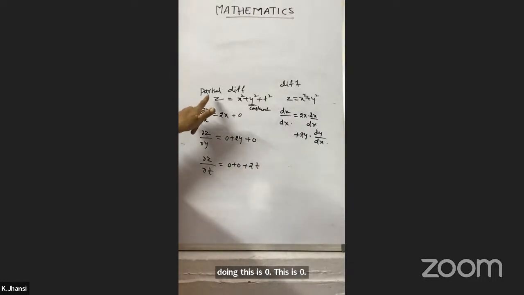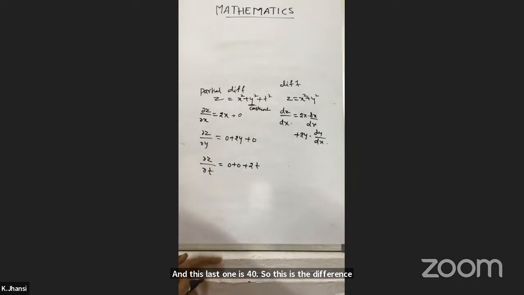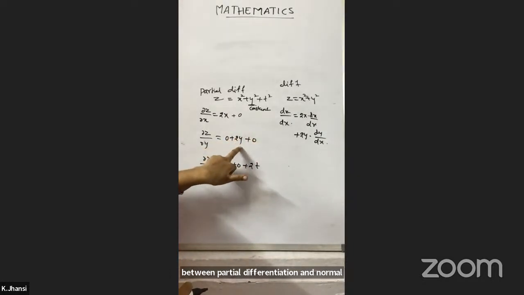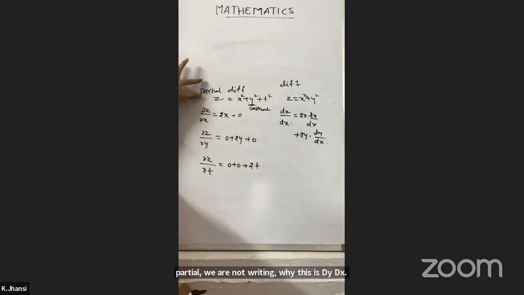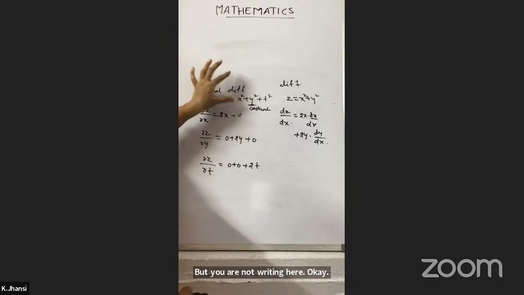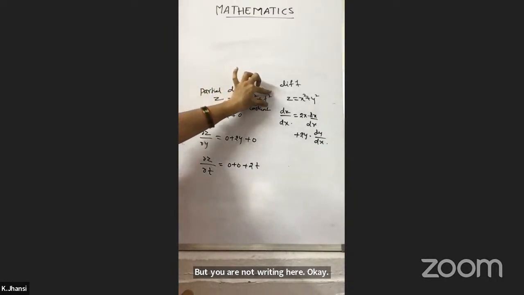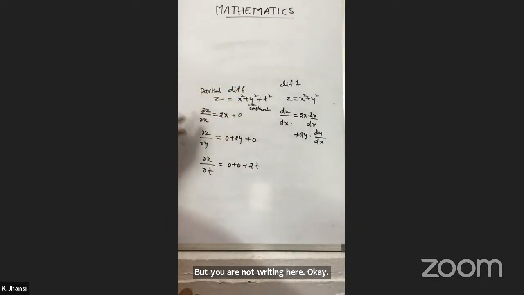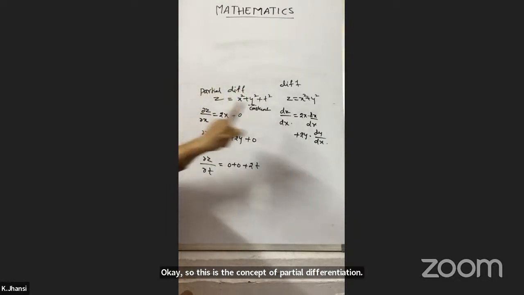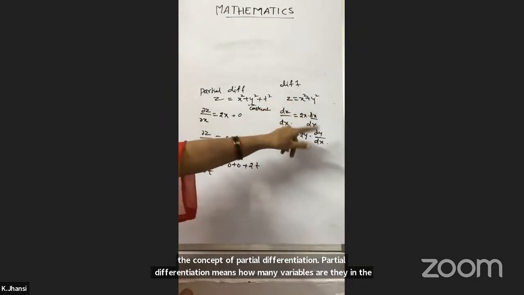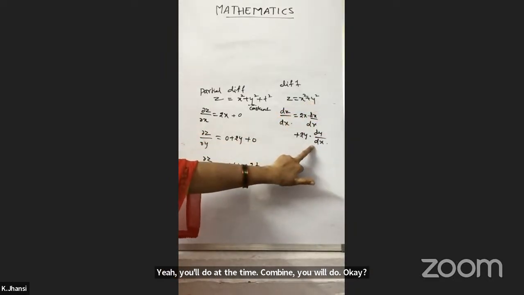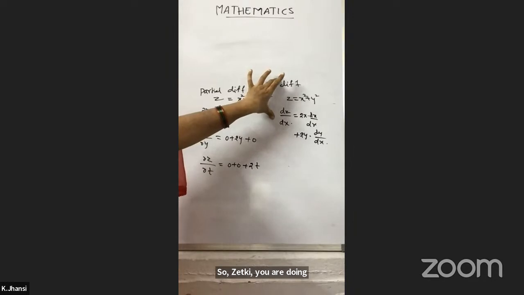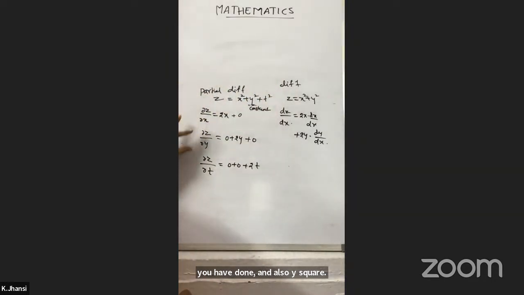So this is the difference between partial differentiation and normal differentiation. So in partial we are not writing y differentiation చేసినప్పుడు ఇక్కడ ఏం రాసాం dy by dx, but you are not writing here. Okay, so this is the concept of partial differentiation. Partial differentiation means how many variables are there in the given problem, that many times you have to do the differentiation. Here you will do at a time, combined you will do. Okay, so z కి you are doing differentiation and x square you have done and also y square we have done. So in normal differentiation you can do like this, but in partial means separate you have to do. Okay, that is the concept of partial differentiation.